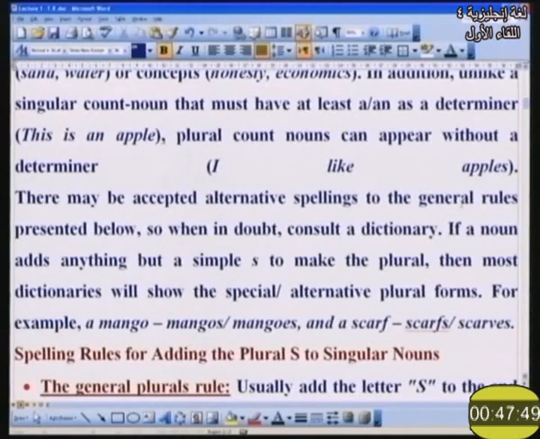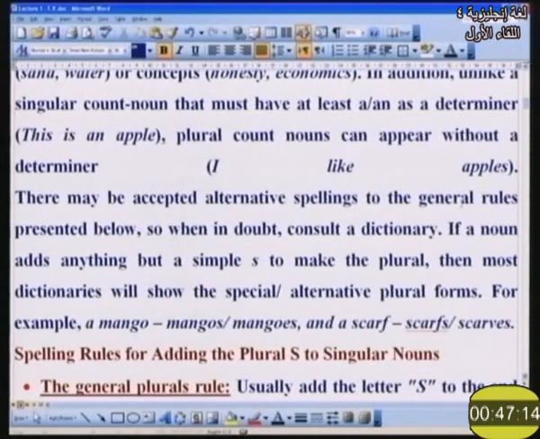For example, if you look at a word like book, or a word like boy, or a word like pen, you never get the plural, because it's understood that if he doesn't mention the plural, then the plural is with an S. That's simple. But if there is something different, then the dictionary will mention it. If a noun adds anything but a simple S to make the plural, then most dictionaries will show the special or the alternative plural forms.